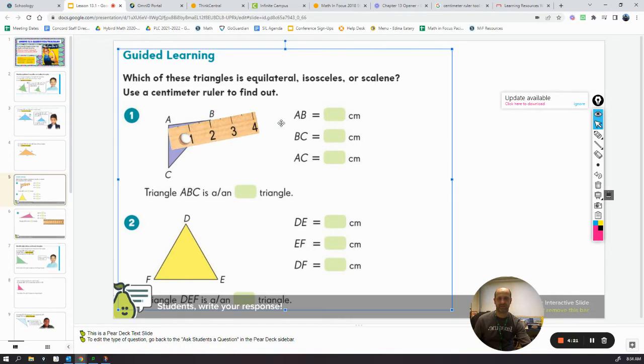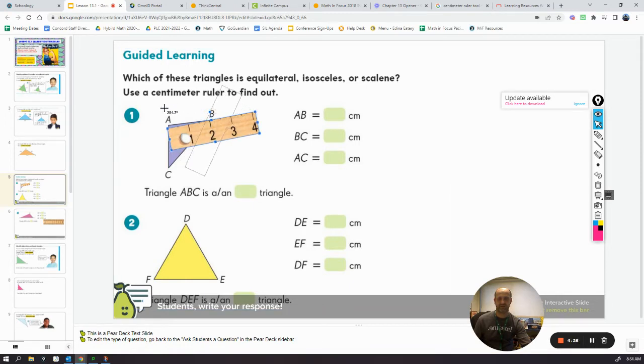What do you get for AB? That's close enough. Don't judge me. I have feelings too. Okay, you got that while I'm rotating here? And what do you get for AC?